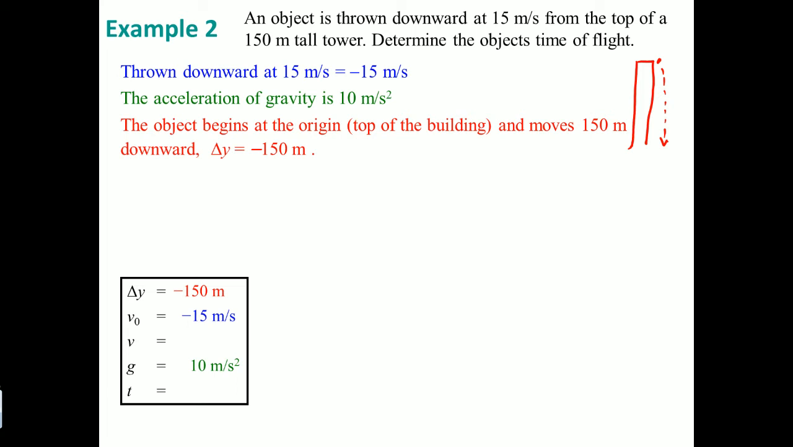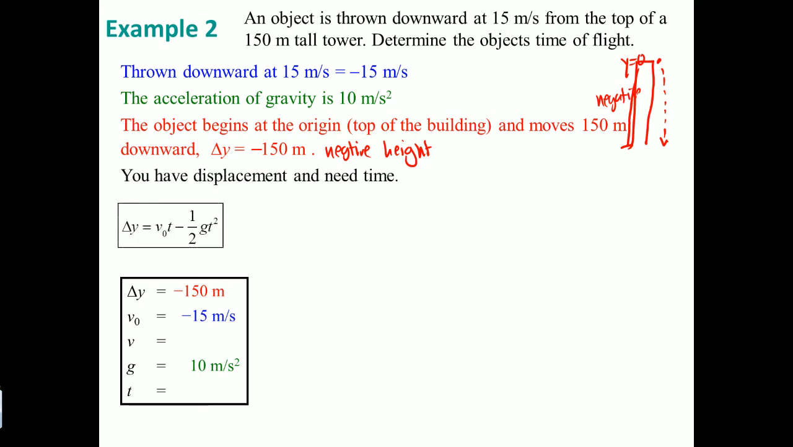The reason why I made this negative 150 meters is because I set this location here as y equals 0. If I set this location to y equals 0, everything below this is going to be negative. That is the reason why I essentially have a negative height per se. Because again, the object is below me.